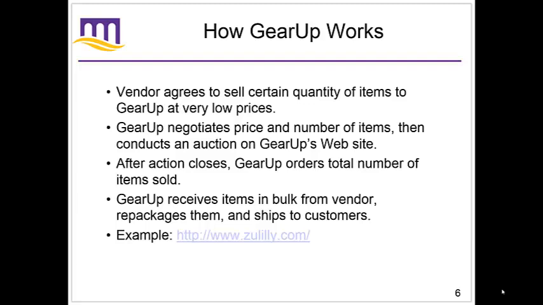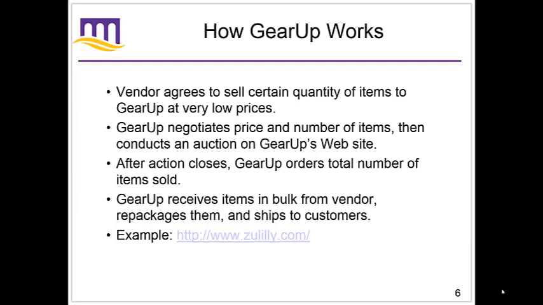So vendors agree to sell. So here's the key points. Vendors agree to sell certain quantity of items to GearUp at a very low price. GearUp negotiates price and number of items, then conducts an auction on GearUp's website. After the auction closes, GearUp orders the total number of items sold, and then GearUp receives the items in bulk from the vendor, repackages them, and ships to a customer.